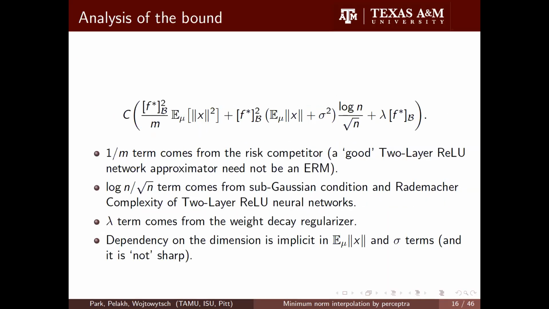So I want to give some analysis of the bound. So why these bounds came. This first 1/m term comes from constructing some... So we have an empirical risk minimizer, and we have a true function. But between them, what we'll do is construct some theoretically ideal neural network approximator of the true function, which may not be a risk minimizer.